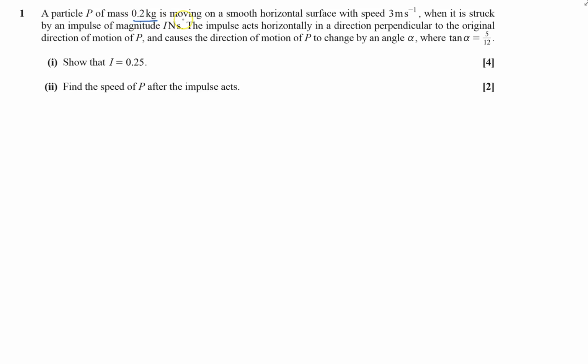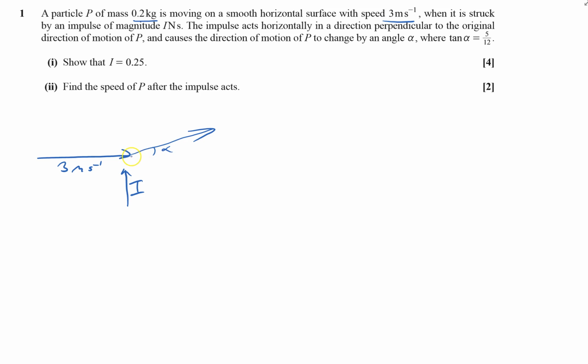A particle of mass 0.2 kilograms is moving on a smooth horizontal surface at a speed of 3 meters per second. Looks like so, 3 meters per second. It is struck by an impulse of I perpendicular to the original direction, so I will come in there, and it deflects it through an angle of alpha, so that's what I go off.